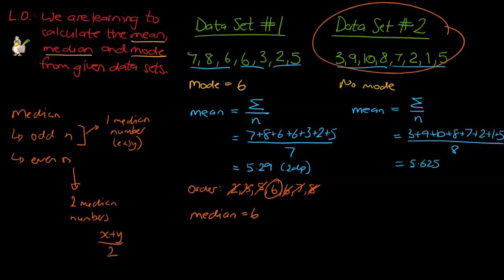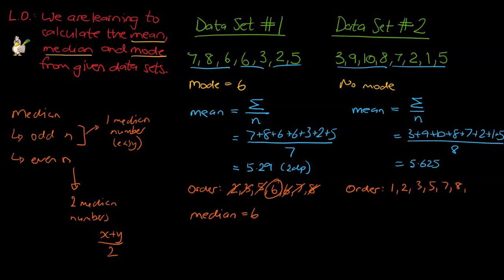Let's have a look at data set number 2. This is going to be the slightly more annoying version. But similar first step, we're going to have to put all the data in order. So we've got 1, 2, 3, 5, 7, 8, 9, and 10. We're then going to do the similar steps. We're going to cross out the first one, cross out the last one, cross out the first, cross out the last, cross out the first, cross out the last. And this time around, we're left with 2 numbers in the middle instead of 1.